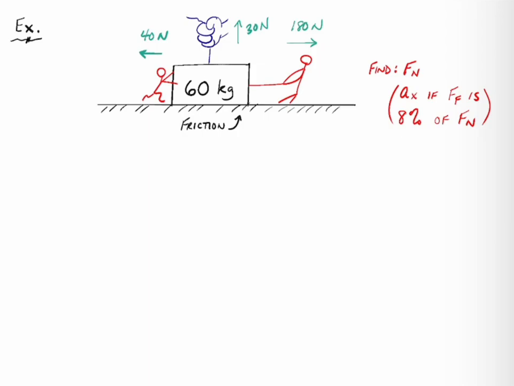So the two things we want to find for this problem are the normal force, as we did before, and then we're told to find the acceleration in the x direction if the force of friction is considered to be 8% of whatever that normal force you found in the previous part. There is a connection between the force of friction and normal force. You will study that a little bit later in more depth in your physics course, but for now, just understand that the 8% of the normal force might seem random, but that will make sense later down the road in your physics course.